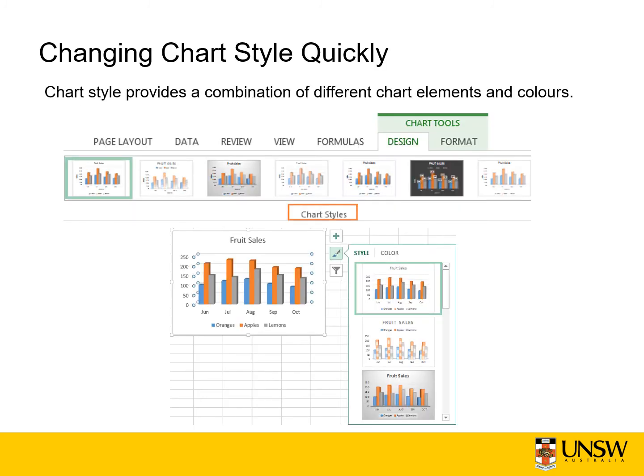When you need to quickly change the style of your chart, click the Chart Styles button on the right of the chart and scroll down to see all the available styles. You can also choose a different style in the Chart Styles group on the Design tab. Each style is a combination of different chart elements and different colors.